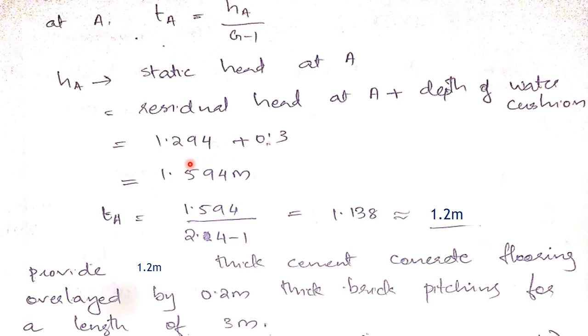Now thickness at A, using the equation from Bligh's theory, is TA is equal to HA by G minus 1, where HA is the static head and G is the specific gravity of concrete. We have HA, the static head, equal to residual head at A plus depth of water cushion, that is 1.294 plus 0.3, that is equal to 1.594 meters. Hence thickness TA is equal to 1.138 and round it off to 1.2 meters. Now provide a 1.2 meter thick cement concrete flooring overlaid by 0.2 meter thick brick pitching for a length of 3 meters, that is from A to B.